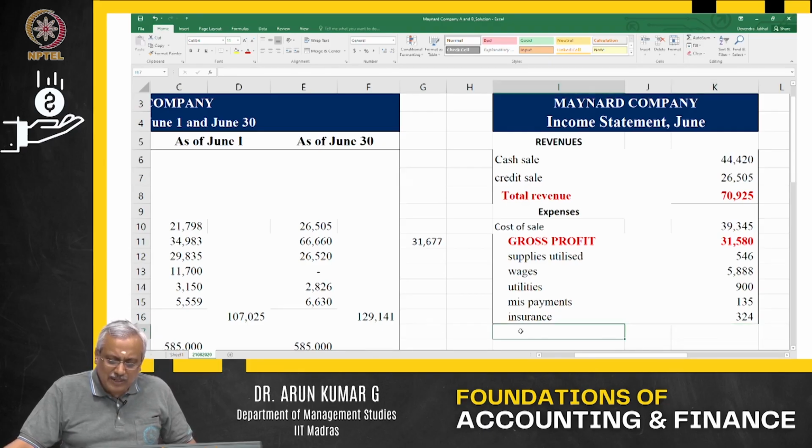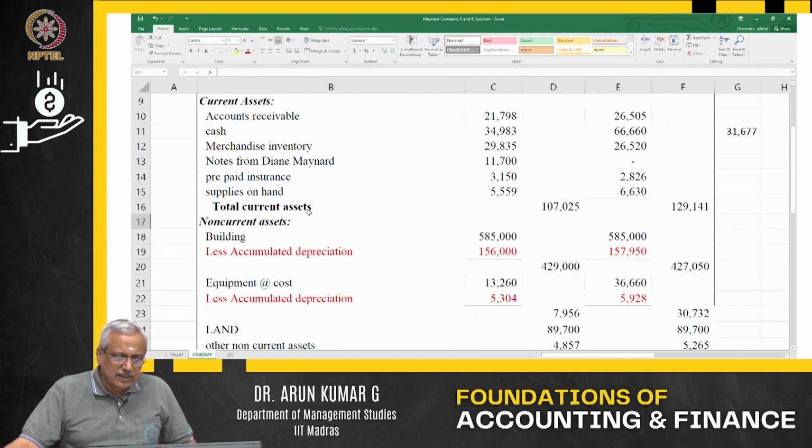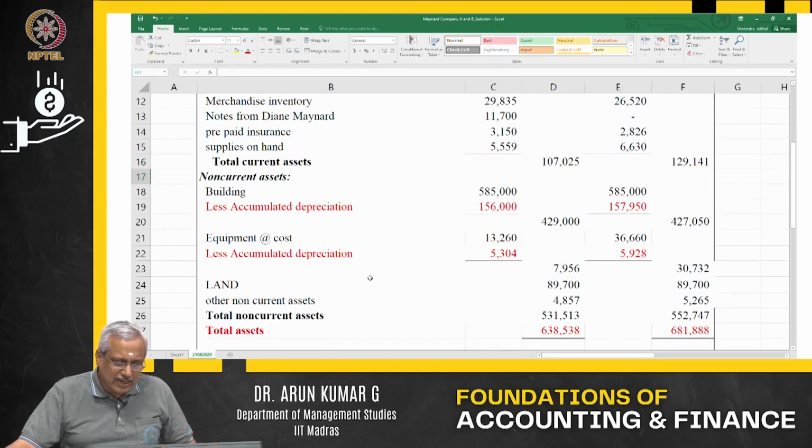What is one more aspect out there? Well, let us go back to the asset. Let us go back here. So, insurance done, supplies on hand done, then there is something called building and equipment out here, and there is depreciation.